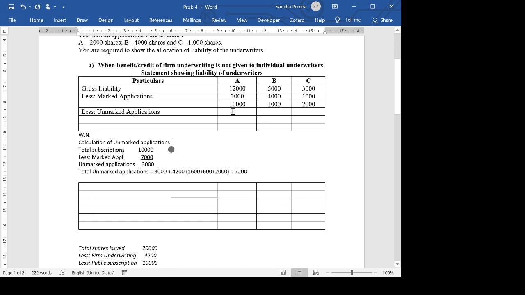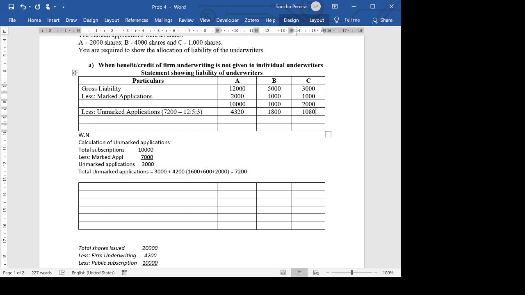So this entire 7,200 will have to be divided in the ratio of gross liability, how unmarked applications would normally be divided. And what's the gross liability? You cannot divide it by any number, so it's going to be 12 is to 5 is to 3. If you divide 7,200 in the ratio of 12 is to 5 is to 3, you get 4,320. Then you get 1,800, and you also get 1,080.